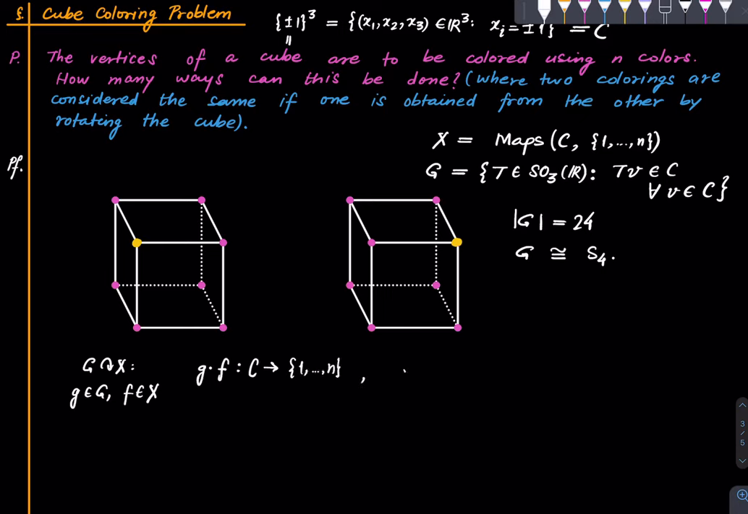It's basically G dot F of the vertex V is equal to F of G inverse dot V. So G inverse dot V, I just mean G inverse of V. G inverse is a linear map, and V is an element of R3, so this makes sense. And this is how we define G dot F. So G dot F is a new element of X.